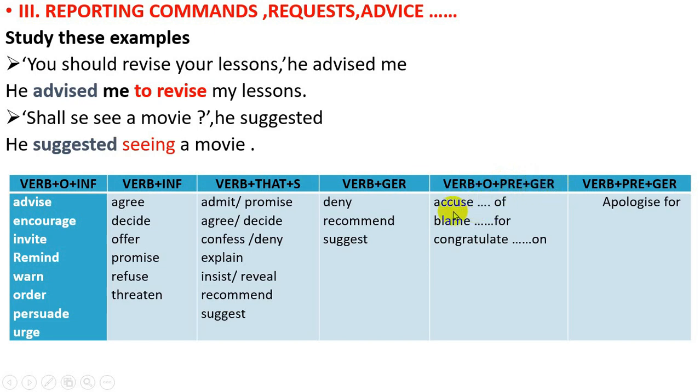Verb plus object plus preposition plus gerund. Accuse of. For example, you tell someone, you stole the money. This is direct. You change into indirect. He accused him of what? Of, preposition, stealing the money. Blame for and congratulate on. Verb plus preposition plus gerund. Apologize for. I am sorry, I am late. So this person here is apologizing for what? Apologized for being late.